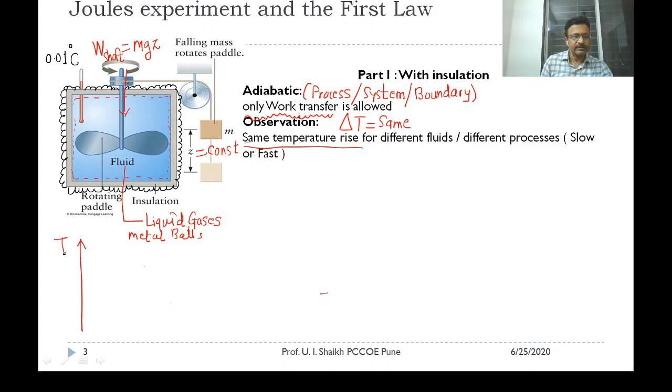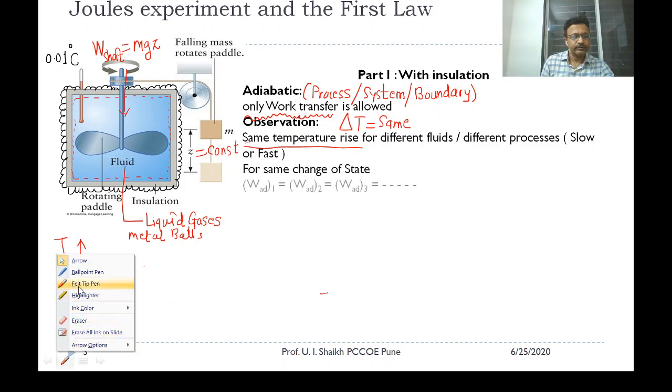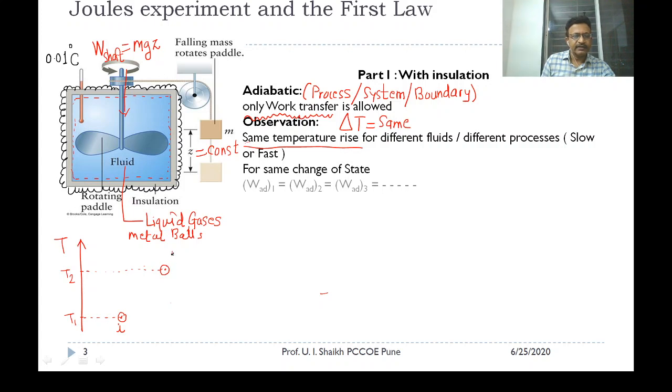Suppose this is the temperature axis, and I will fix the states of the system, that is the initial state and the final state, with the help of temperatures. Suppose the initial temperature is T1 and the final temperature is T2. So with the help of T1, I will fix the initial state I of the system, and with the help of T2, I will fix the final state of the system, that is F.